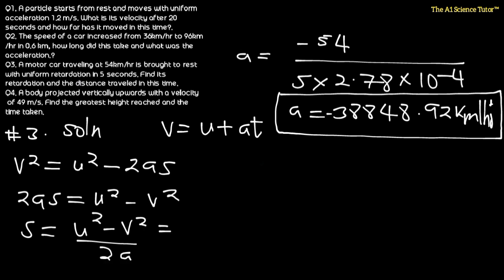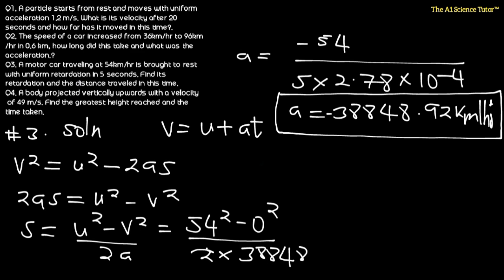Now u squared, we know that u was actually the initial velocity, which is 54. So I should write that 54 squared minus the final. The final will be 0 because the object was brought to rest. So that will be 0. 0 squared is 0. Now we have 2 multiplied by the acceleration. Now the acceleration is 38,848.92.